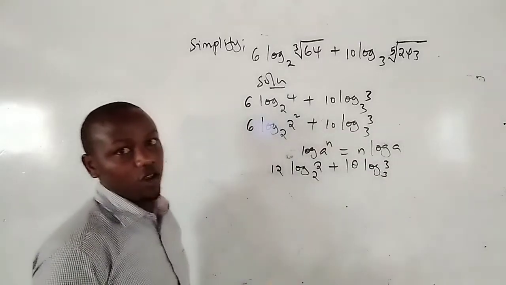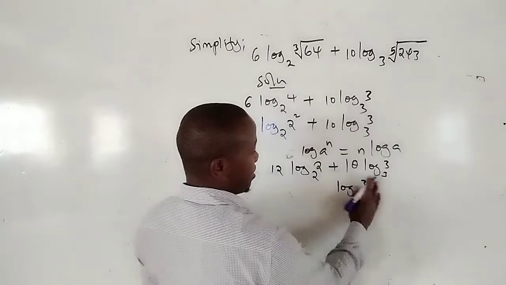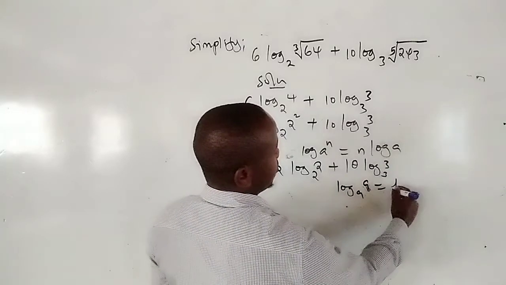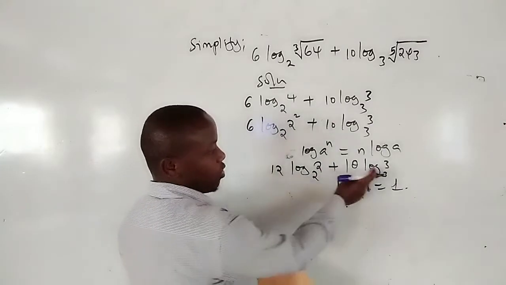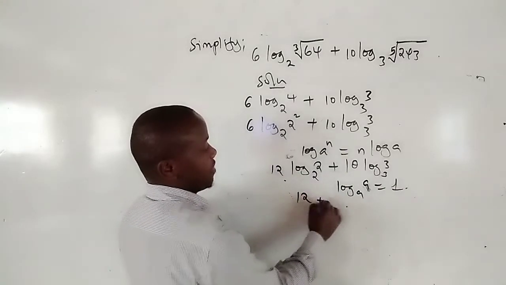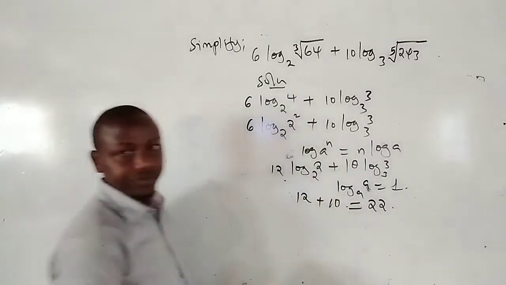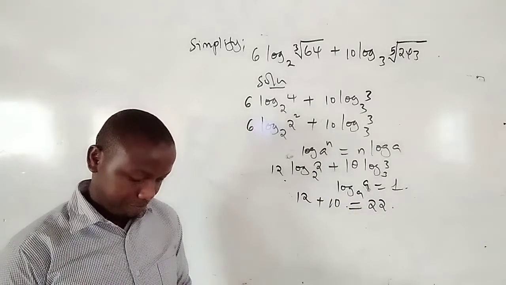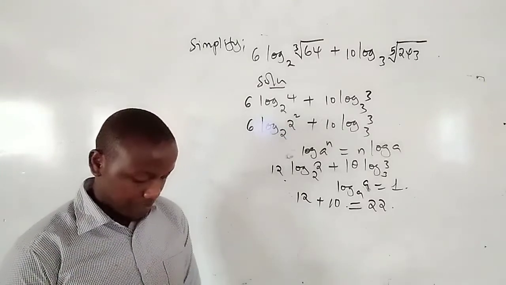There is again another law which says that the logarithm of a number to the same base is equal to 1, meaning that log of 2 to base 2 is 1 and log of 3 to base 3 is 1. Therefore, this simplifies to 12, and this simplifies to 10. The answer will be 22. So that's how the question would have been done on logarithms.